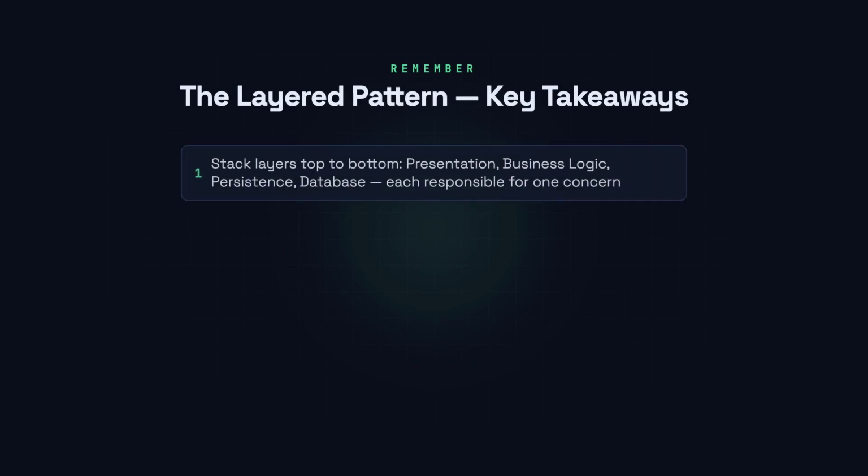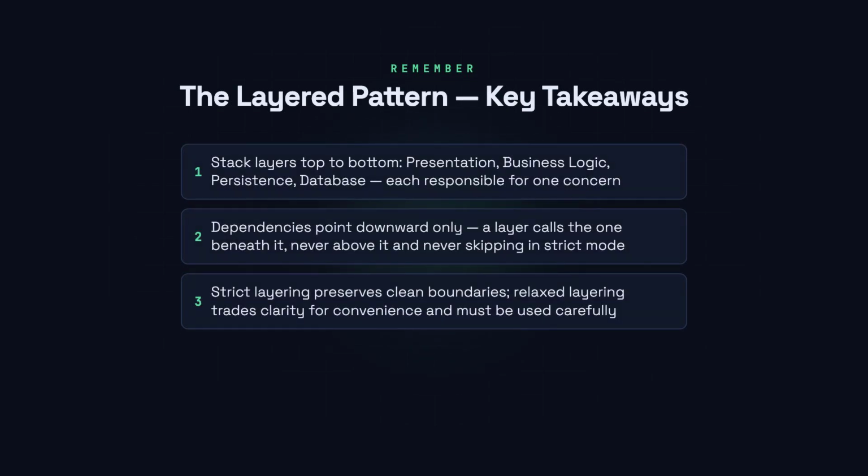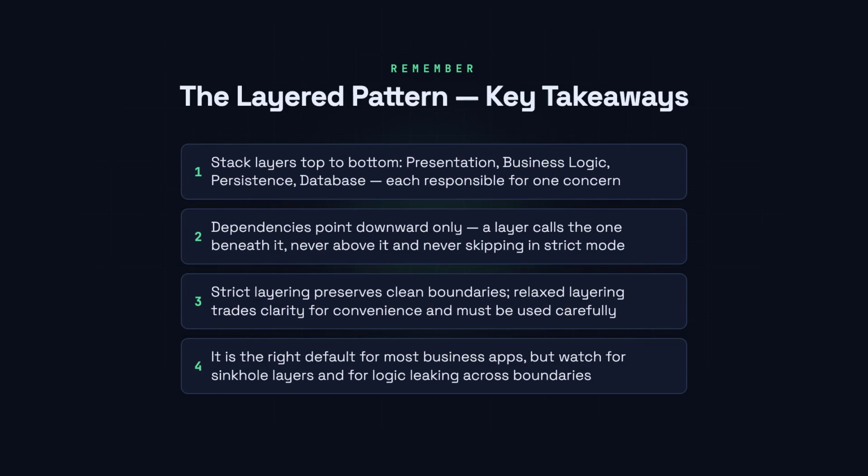Let us pull it all together. Layered architecture solves the tangled dependency problem by stacking focused slices of responsibility and enforcing a one-direction dependency rule. Each layer has a single job and only talks to its immediate neighbor below. Strict mode keeps those boundaries airtight. Relaxed mode should be a deliberate exception, not a habit. It is one of the most practical patterns you will reach for, and knowing its trade-offs will help you apply it with intention.